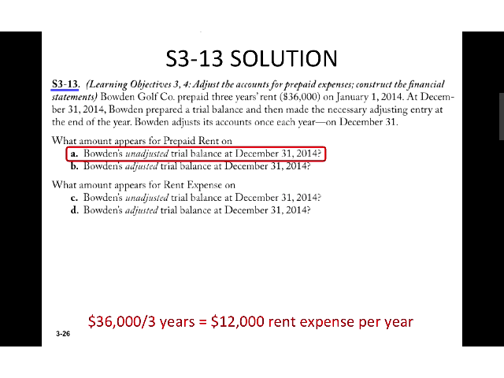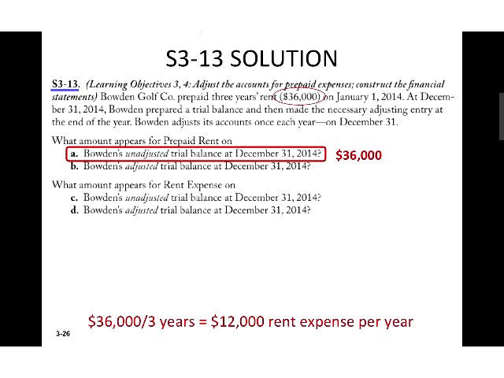Okay, so exercise 3-13, what amount appears for prepaid rent on the company's unadjusted trial balance? That's saying before they make any adjusting entry, what is in that asset called prepaid rent? That will be the full amount, the $36,000. They haven't made any adjusting entry yet. This is before doing that.